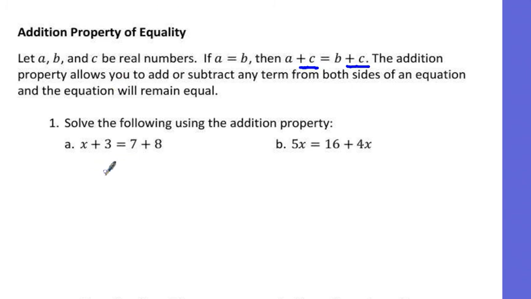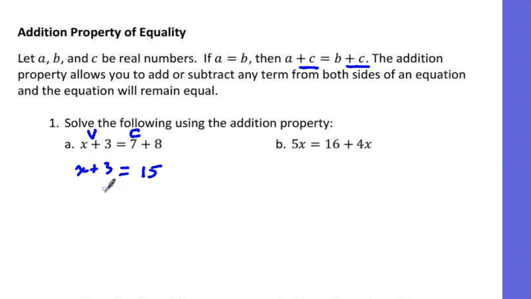My objective when solving a linear equation is to make sure that I get all of the variables on one side of the equal sign and the constants on the other side. So I'm going to simplify each expression individually. So x plus 3, that does not simplify any further. But 7 plus 8 does simplify to 15. I can add them together, so I'll do that first.